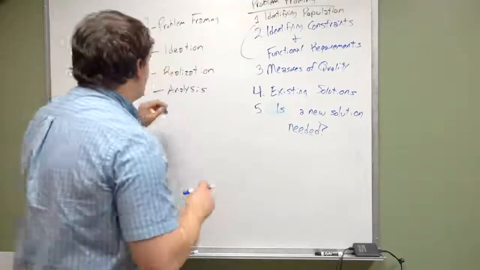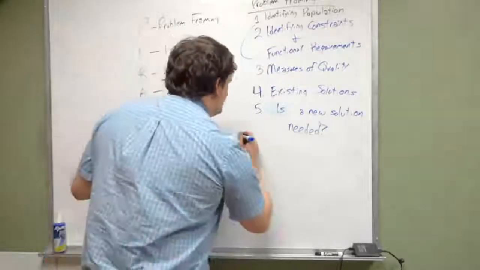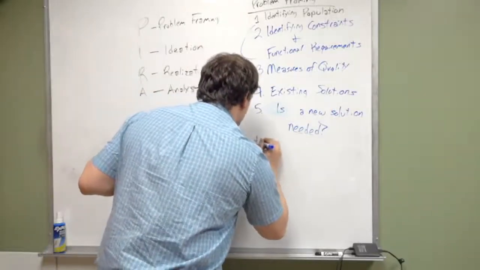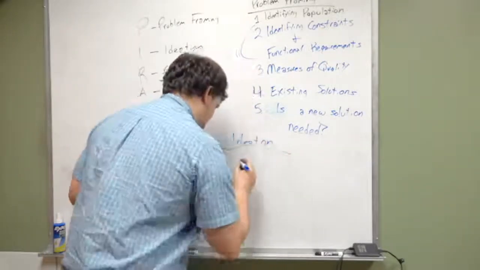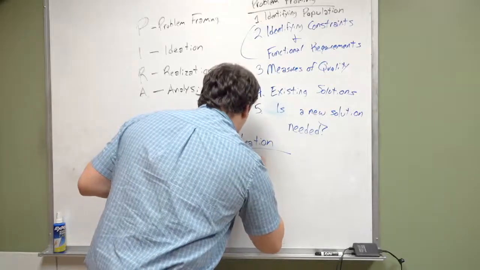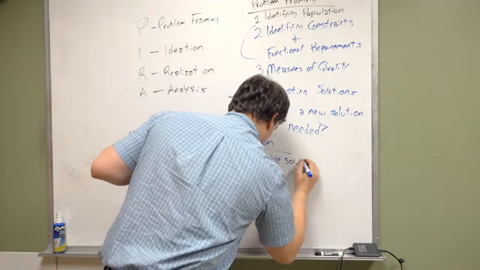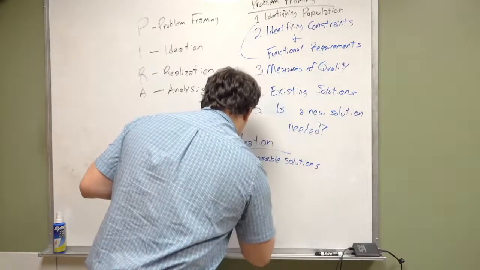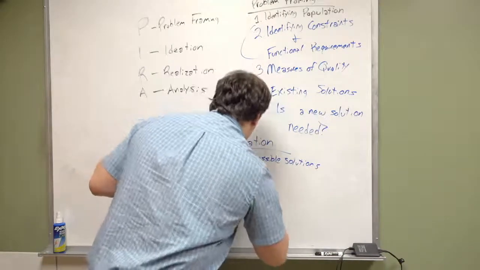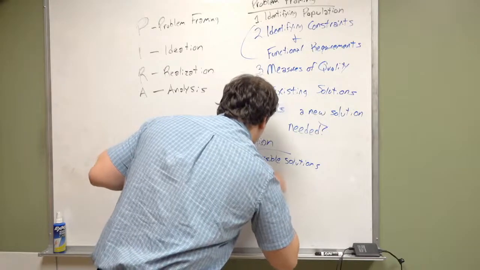Okay, so problem framing, step 1. Ideation, step 2. This is where you just come up with a list of all possible solutions, and we'll talk about this later in the semester. And then you narrow them down. How do you narrow them down?